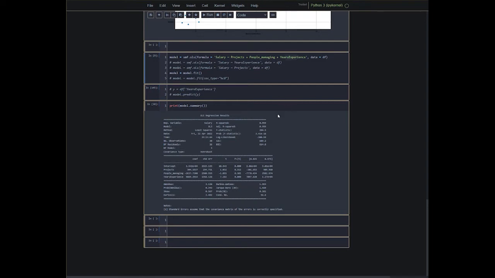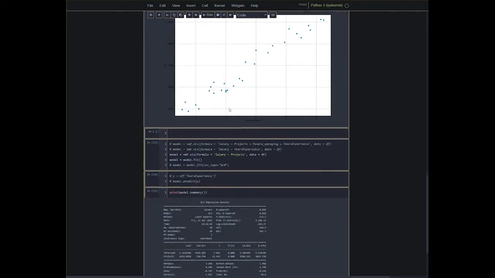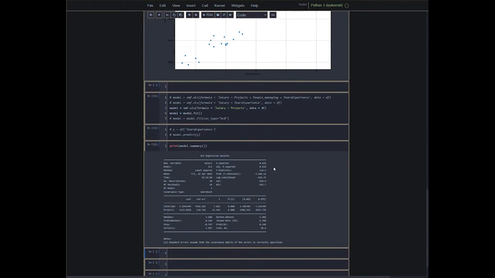If we include fewer variables, the r squared will change. Let's say we want to include only the projects. Let's run this one. When we include only the projects, the r squared value drops. It is now only 82.5%. Therefore, the more variables we include, the higher the r squared value.